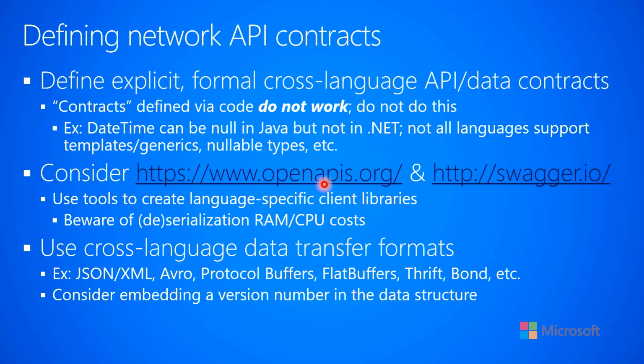Now, there are starting to be some standard ways and open ways of doing this. So consider using openapis.org and Swagger.io. These are ways for you to create these contracts with some tools that are available. You can create them in XML or in YAML files, and then there's tooling available that can take these XML or YAML files and then can produce client libraries for lots of different programming languages.